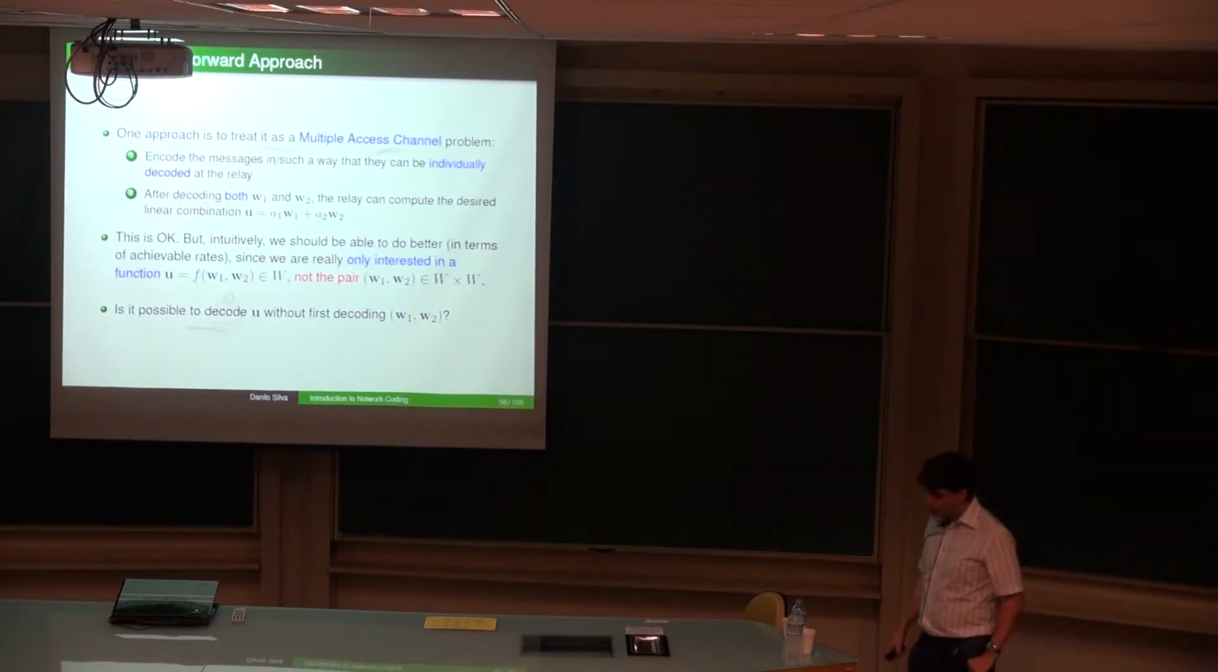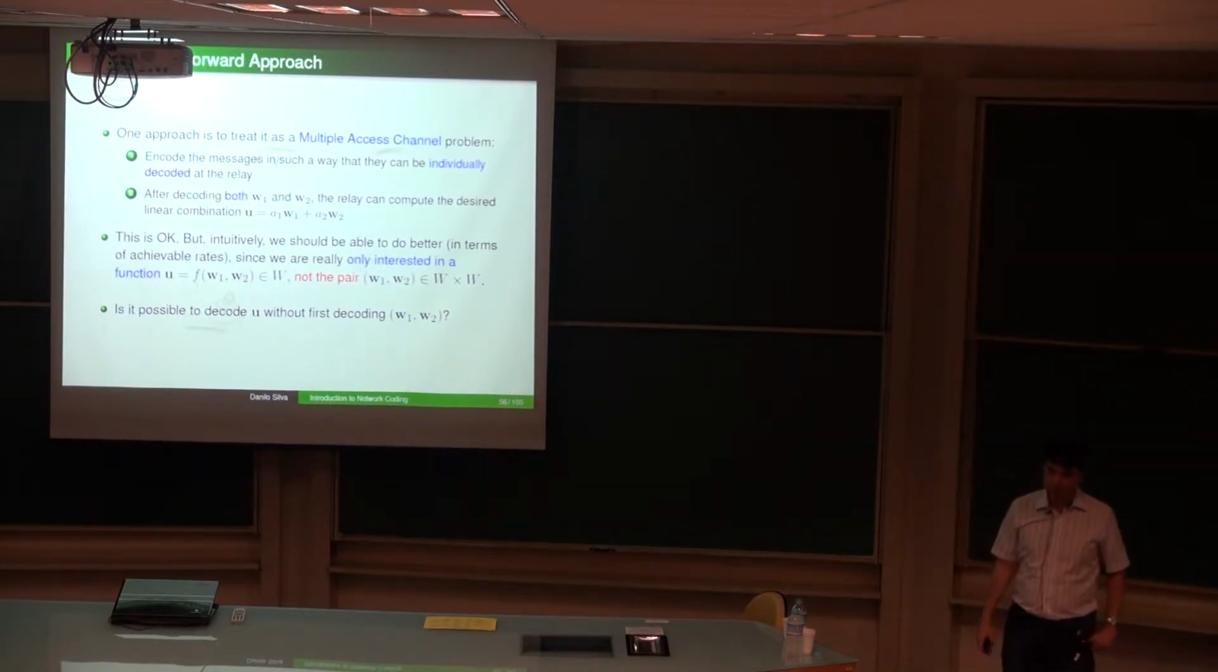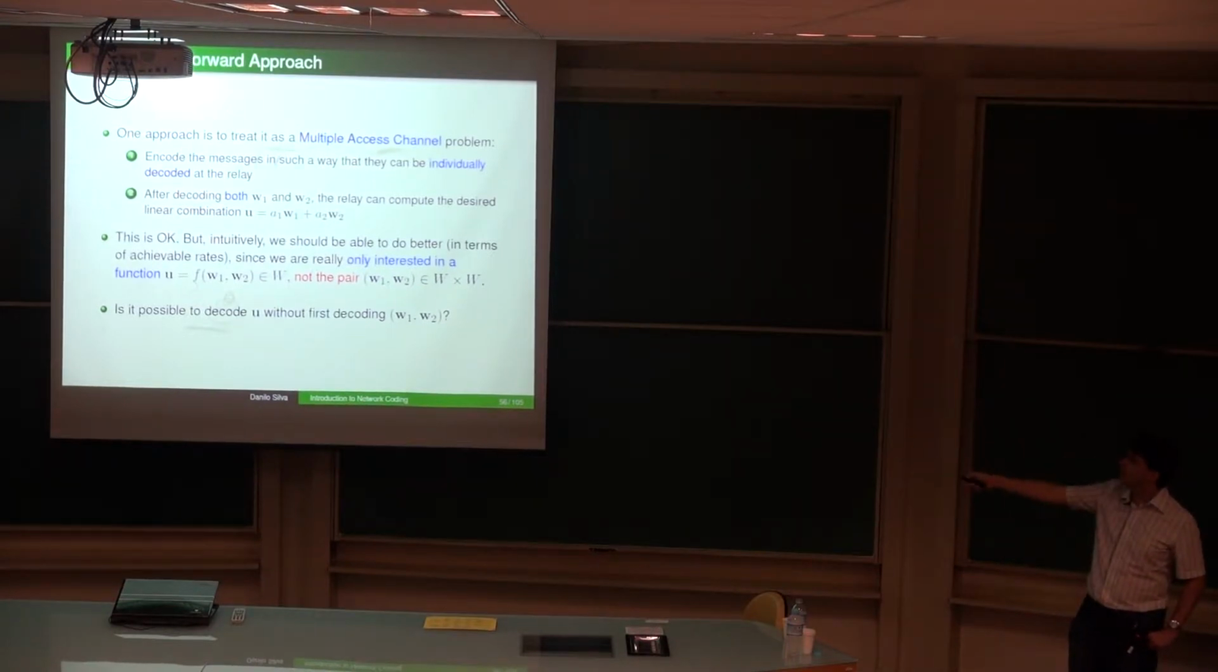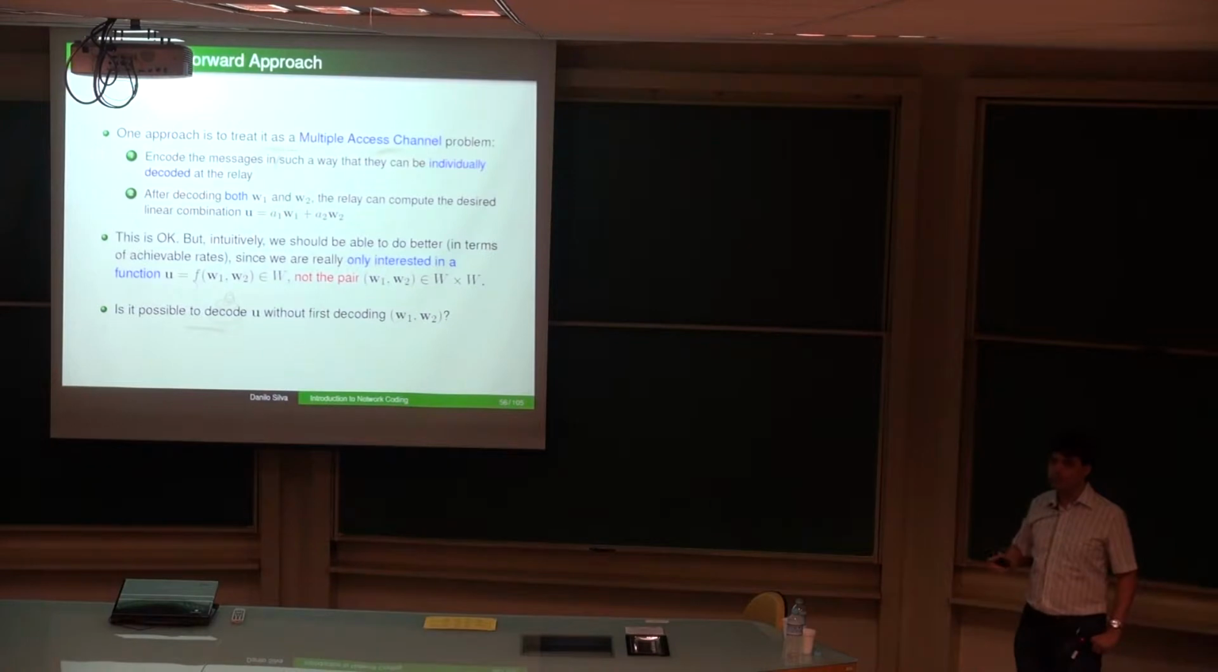One approach is to do decode and forward. So just do what Nina was discussing yesterday. Treat this as a multiple access channel, and then you can encode the messages in such a way that the relay can decode them individually. So first decode one, and then subtract and decode the other, or something like that. But in the end, it will get both messages, W1 and W2. Once you have both messages, you can compute whatever linear combination you want.